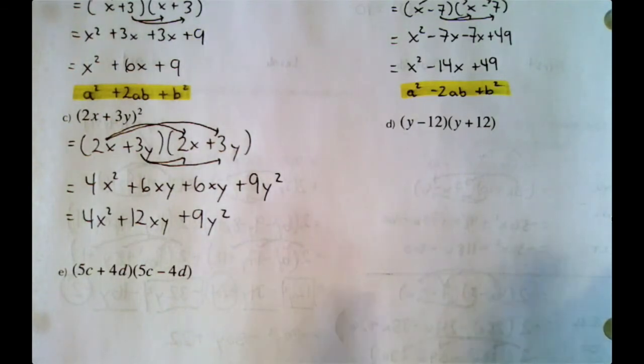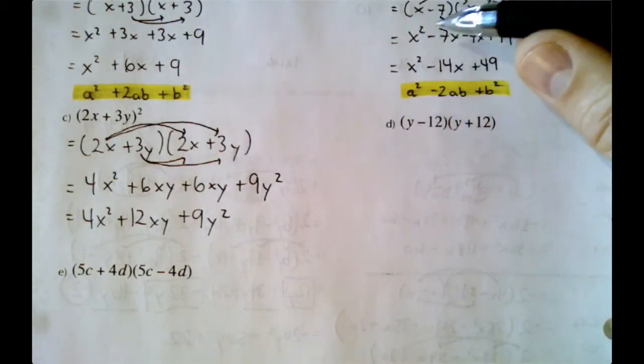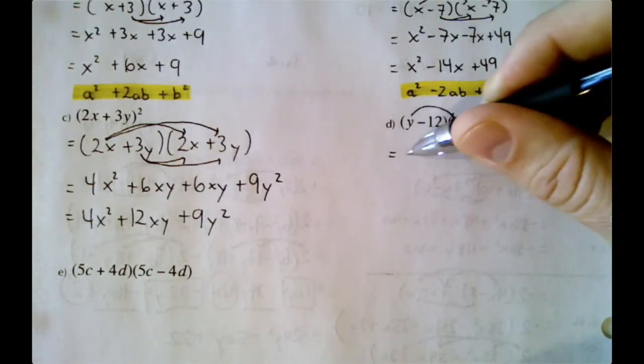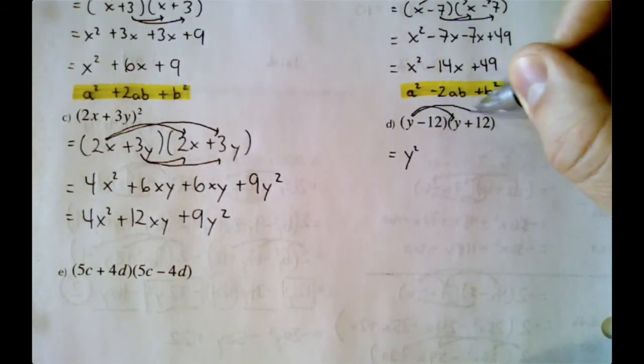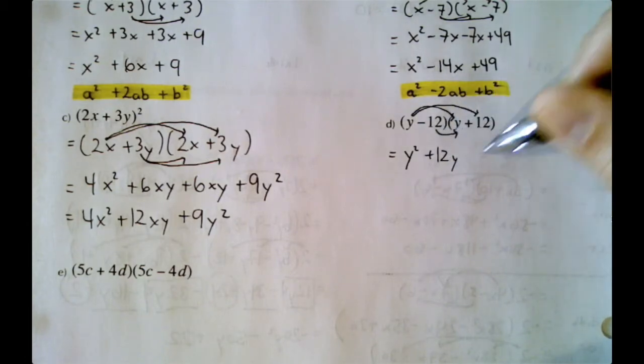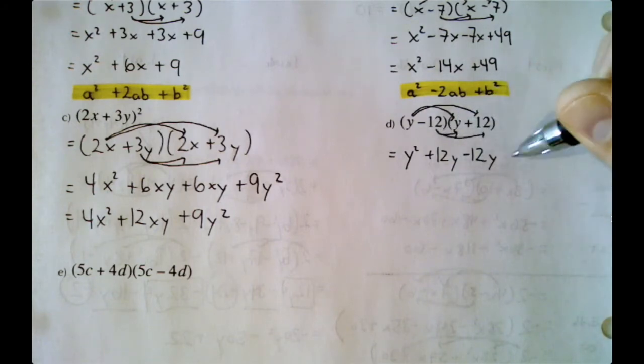Let's try a difference of squares. Well, in a difference of squares, we have two brackets that look the same with different signs. I'm going to FOIL this one out and show you what happens. Y times y gives us y squared. Y times 12 gives us 12y. Negative 12 times y gives us negative 12y. Negative 12 times 12 gives us negative 144.